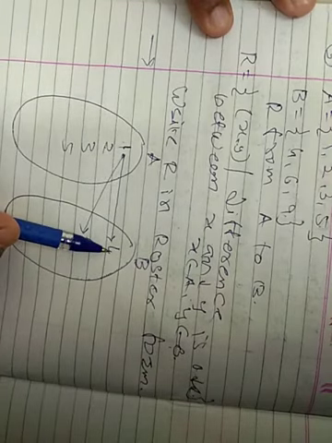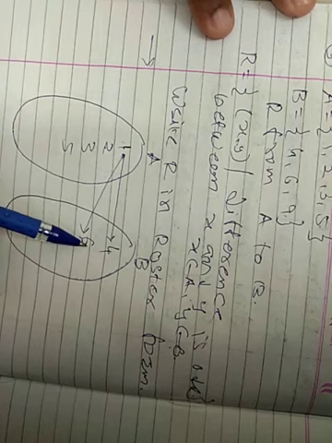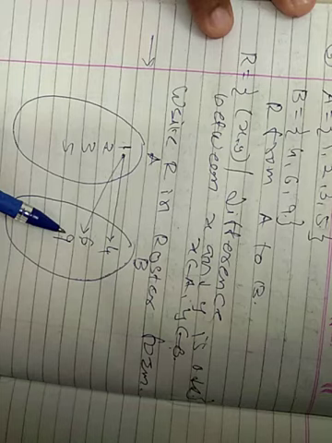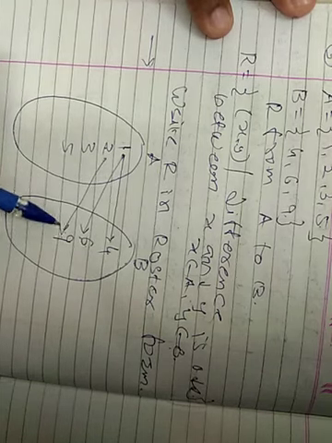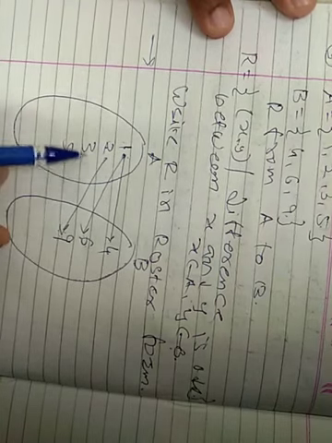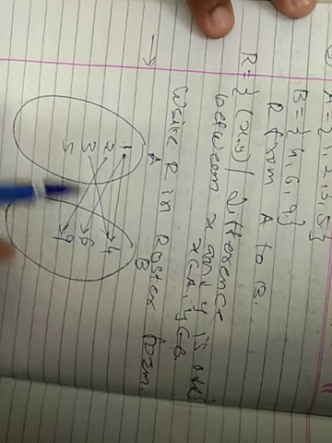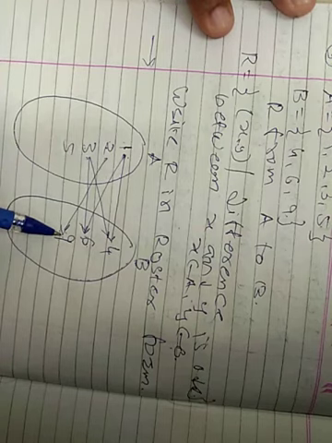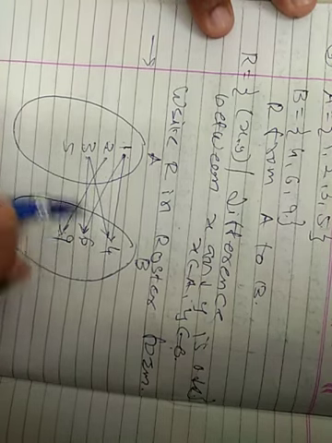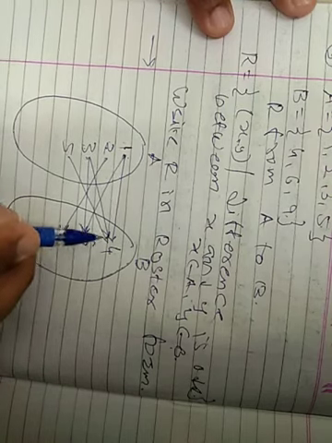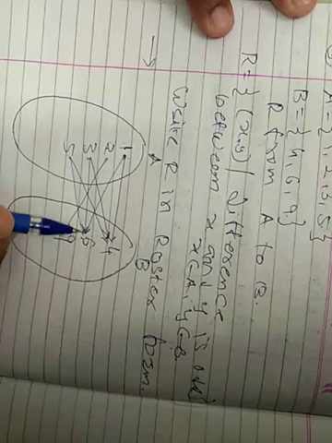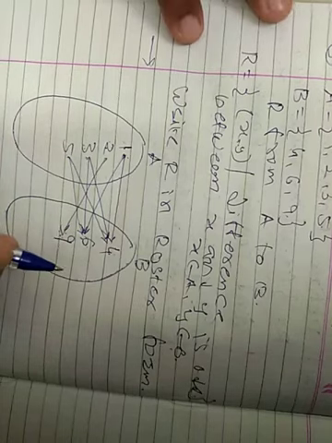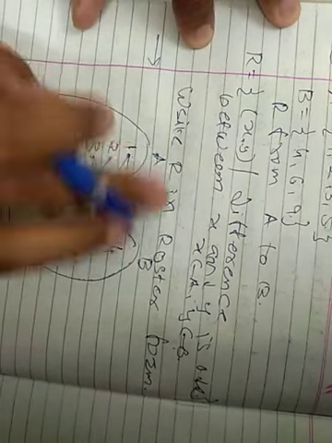2 minus 4 is minus 2, even, not a relation. 2 minus 6 is minus 4, even, not a relation. 2 minus 9 is minus 7, it is odd, relation. 2 has only one relation, 1 has two relations. 3 minus 4 is minus 1, relation. 3 minus 6, yes, relation. 3 minus 9 is equal to minus 6, not a relation. 5 minus 4 is equal to 1, relation. 5 minus 6 is minus 1, relation. 5 minus 9 is equal to minus 4, it is even, not a relation. Is this clear?